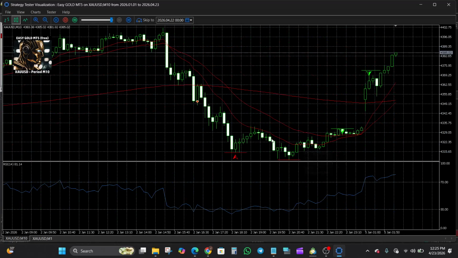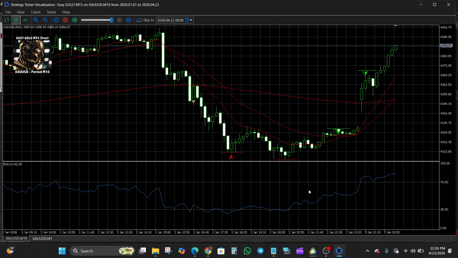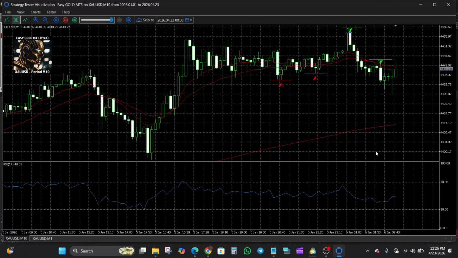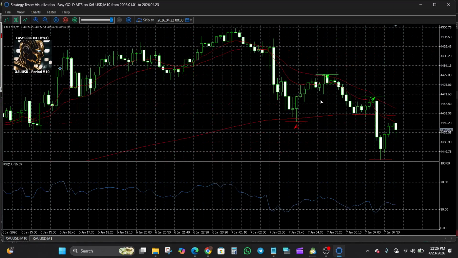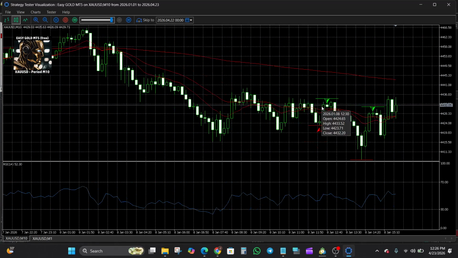All right, here we are. The EA is active, and we can see that it is carefully looking for opportunities in the market. We can also see the RSI technical indicator here alongside all these other indicators. First trade has been opened.